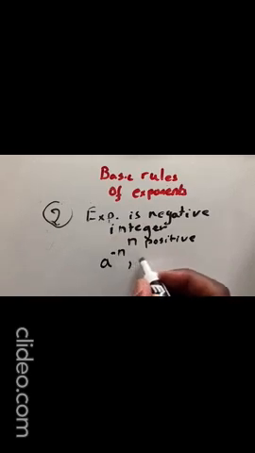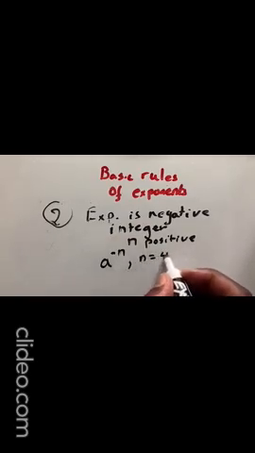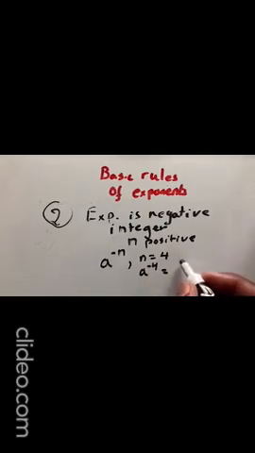Let's say n equals 4. So if we have a to the negative 4, what is going to happen is we're going to have to take the reciprocal of that. So it's going to be 1 over a to the 4th, which is the same thing as 1 over a times a times a times a. So that's 4 times, of course. So that's in the case when it's negative.